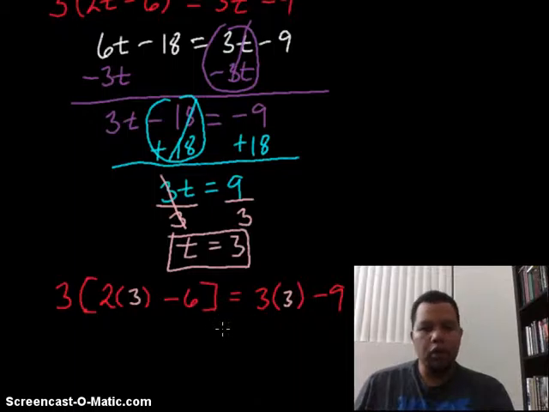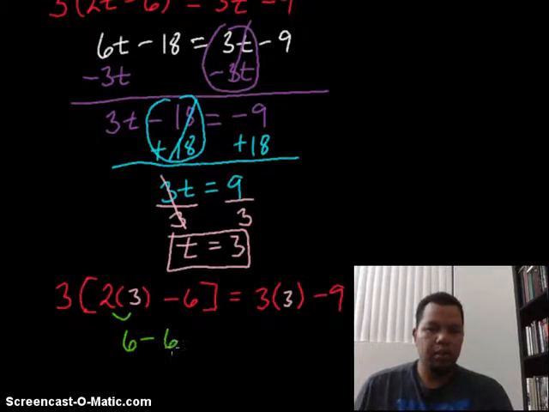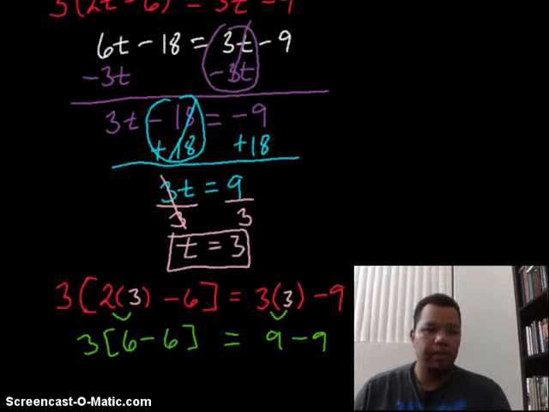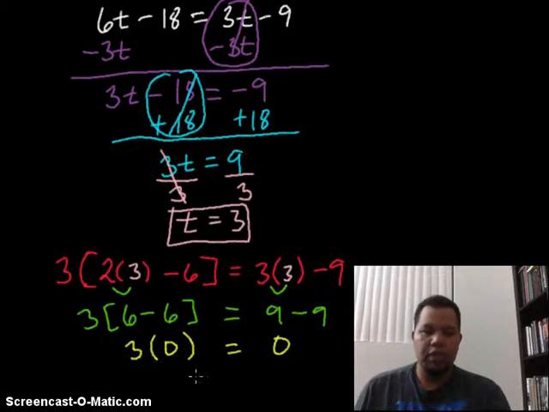So now I'm just going to use my order of operations to simplify both sides of the equation. So here I'm going to work inside these brackets. So I have 2 times 3 right in here, which is just a 6. So I end up with 6 minus 6 inside. And then on the right side, we get the 3 times 3, which is 9, minus 9. So I'm already seeing it's going to come out nice and good. So here, 6 minus 6 is 0. And 9 minus 9 over here is 0. And one last step, just for completion's sake, 3 times 0 is 0.